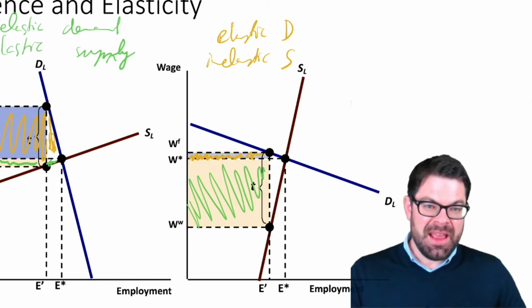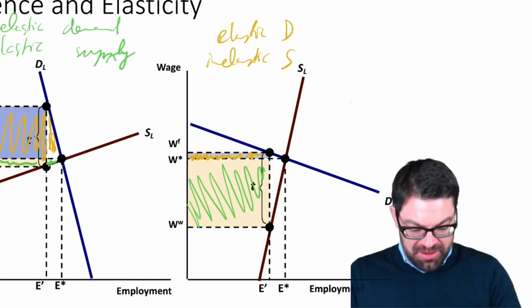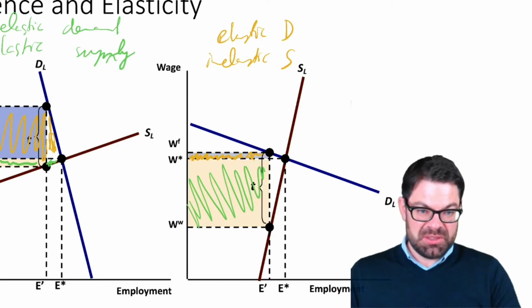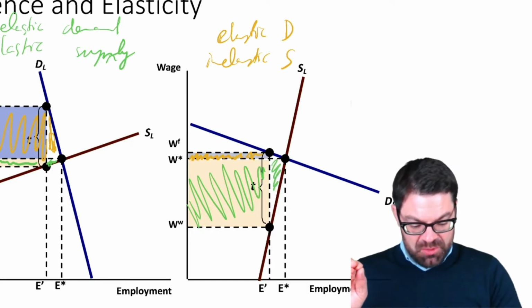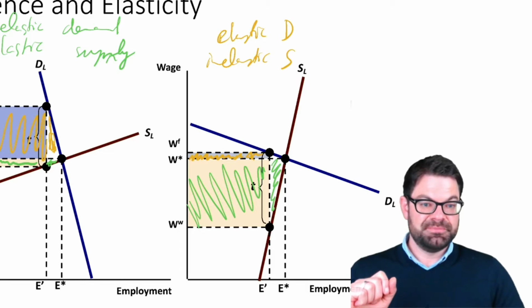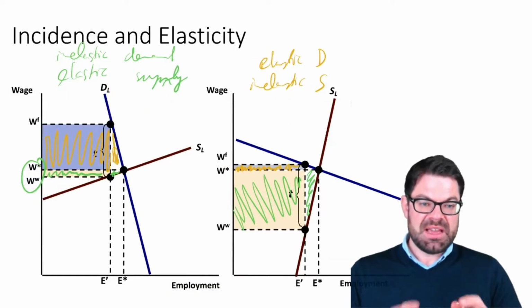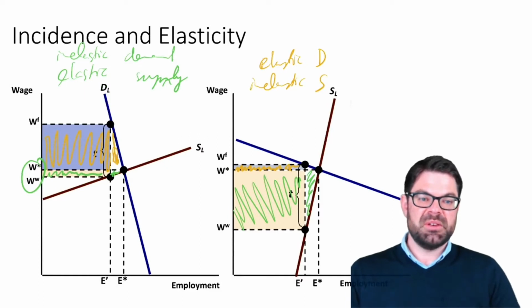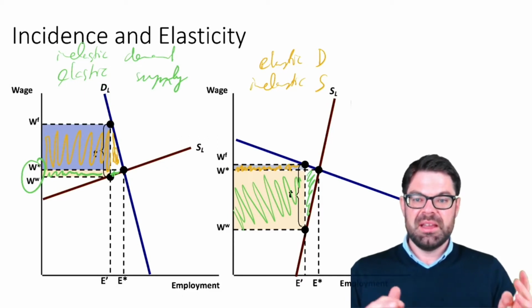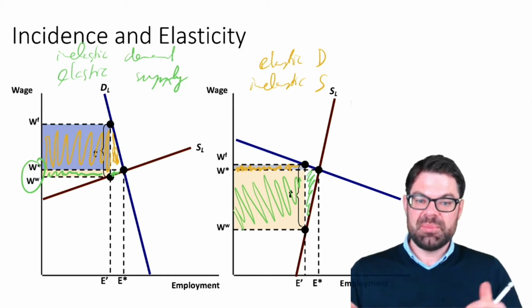because they have very inelastic supply, and they bear most of the tax burden, and they also bear most of the deadweight loss. So the economic incidence of a tax very much depends on which side of the market has more elastic supply or demand.